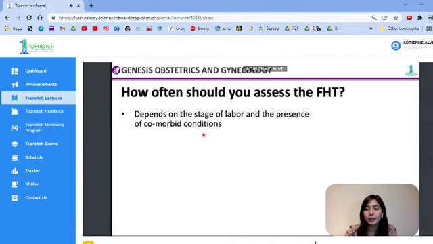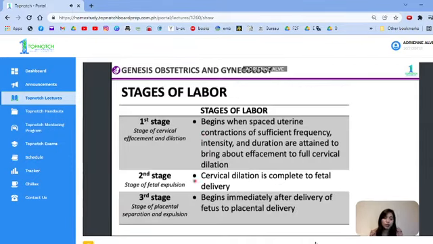So, first, ano muna yung stages of labor? Okay, so these are your stages of labor. The first stage is the stage of cervical effacement and dilatation. This starts when there are already contractions causing dilatation and it ends with full cervical dilatation. Okay, so kung patient natin 1 centimeter dilated na siya, so that's the first stage of labor siya. Your second stage of labor is from your cervical dilatation to fetal delivery. Your third stage is immediately after the delivery of the fetus to placental delivery.